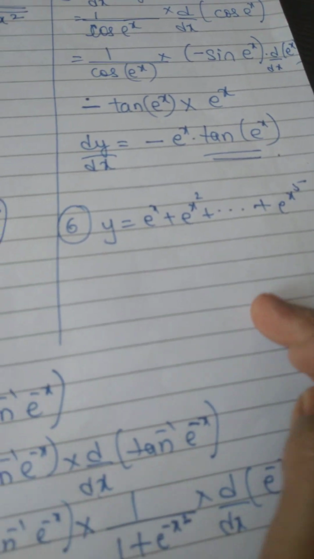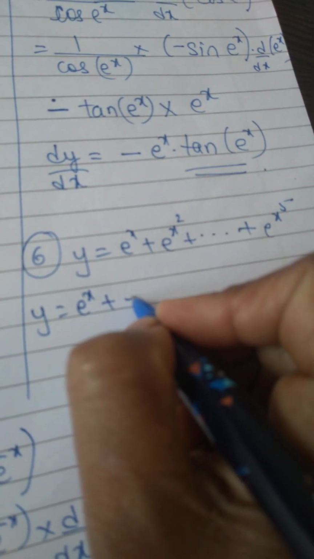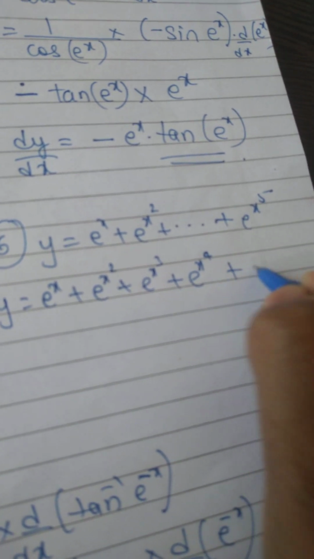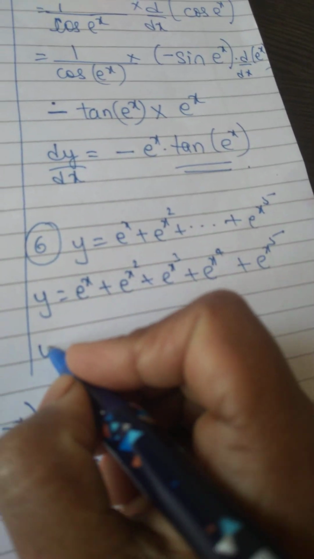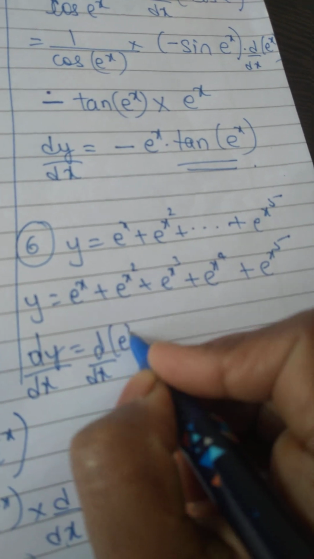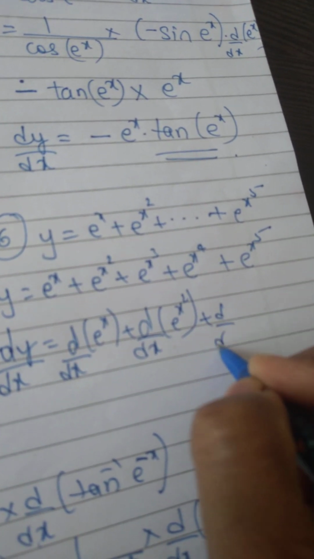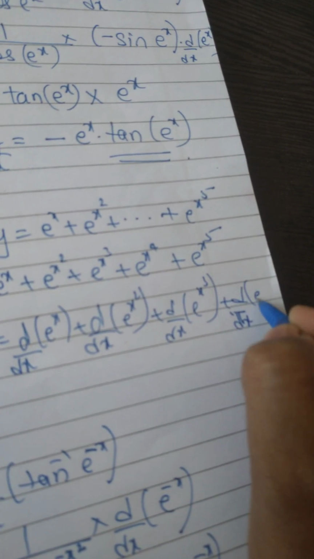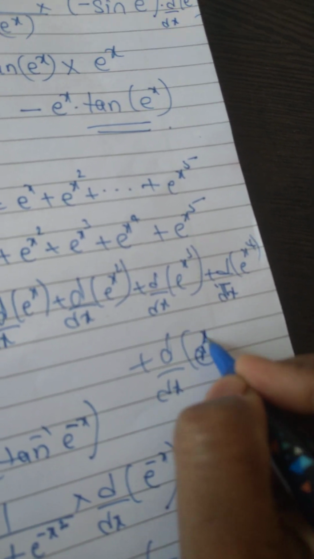Now before differentiating this, let me expand this. So now y is equal to e power x plus e power x square plus e power x cube plus e power x power 4 and e power x power 5. Now separately let us differentiate. Apply differentiation. dy by dx is equal to d by dx of e power x, d by dx of e power x square, d by dx of e power x cube, d by dx of e power x power 4 and d by dx of e power x power 5.